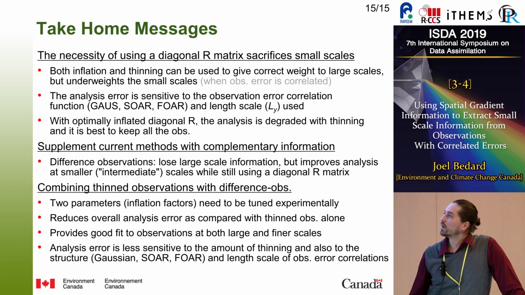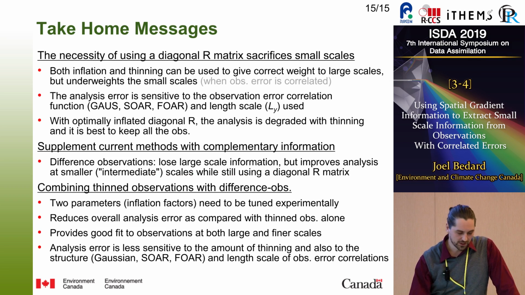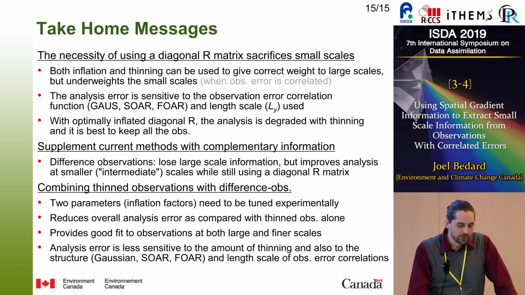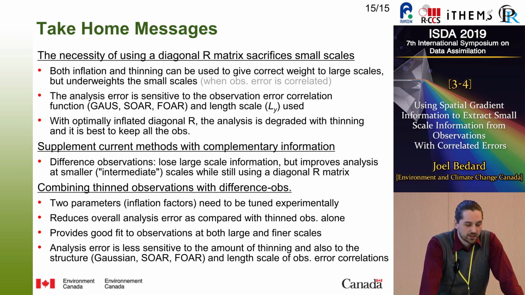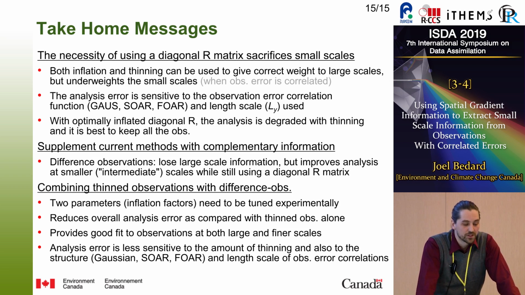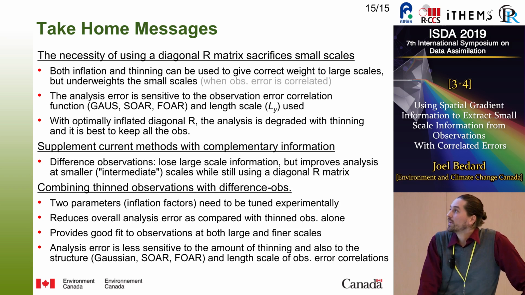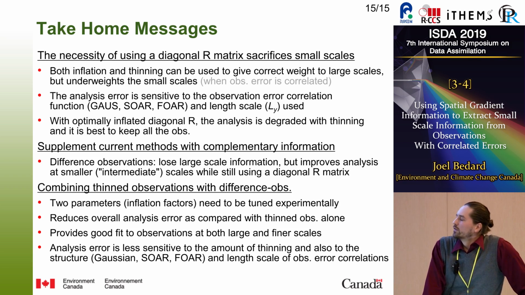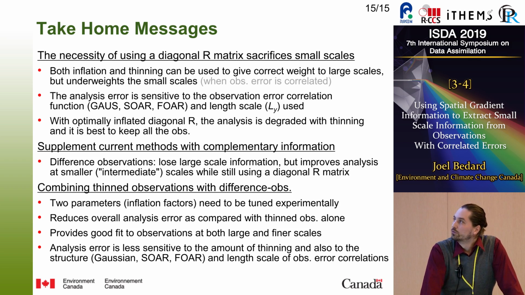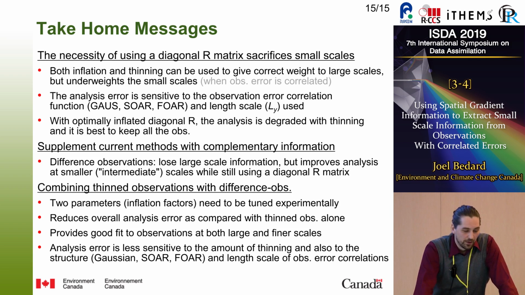So before I conclude, I have a couple of take-home messages that I want to read to you. I've shown that the necessity of using a diagonal R in our system at Environment Canada sacrifices the small scales. We perform both inflation and thinning to give the correct weight to large scales, but in the end we end up losing the small scales because of that.